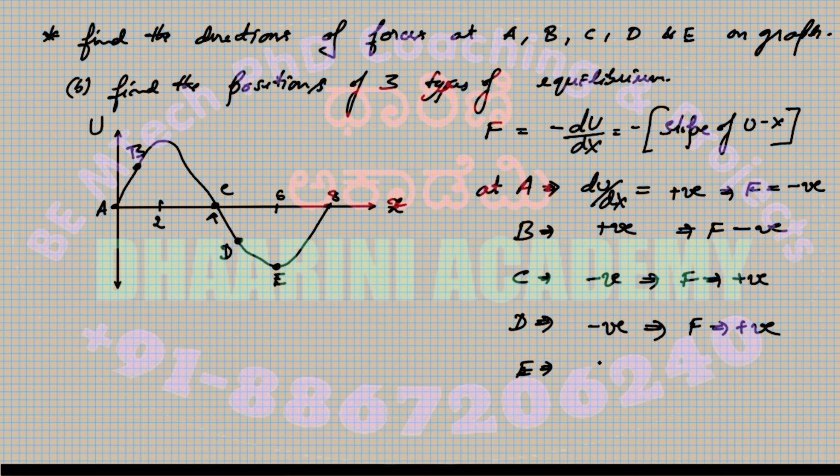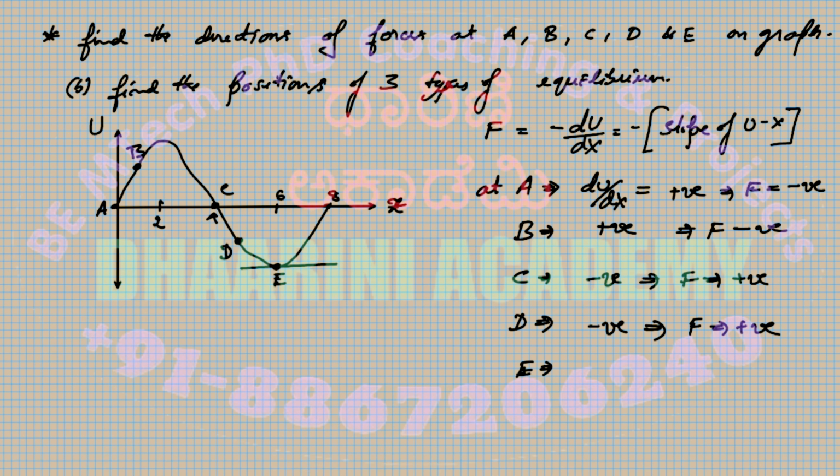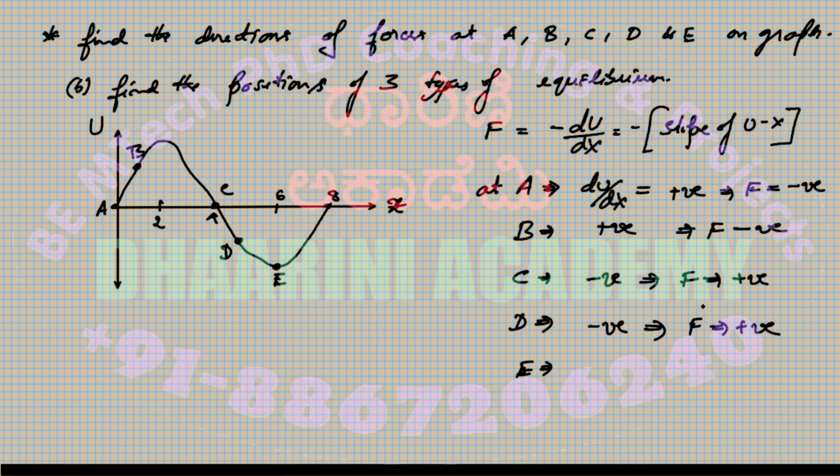At point E, you can see that the slope is horizontal. If you try to write a tangent, that's going to be parallel to the x-axis. If it is parallel to the x-axis, slope is 0. When slope is 0, the force is equal to 0. Okay, so we found that.